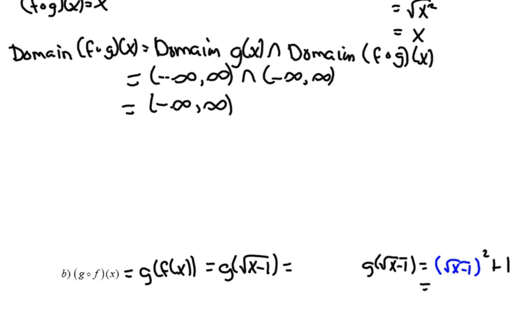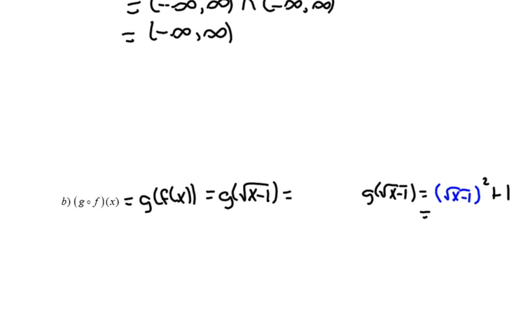I'm going to scroll down now. Well, the square root of x minus 1, the quantity squared, is x minus 1. Add 1, they subtract out, that's x. So I can rewrite.